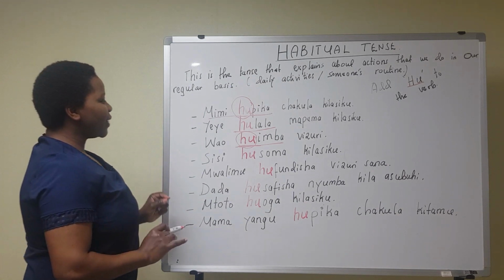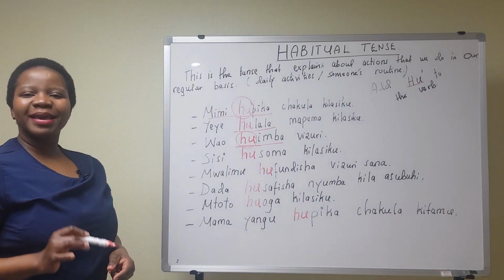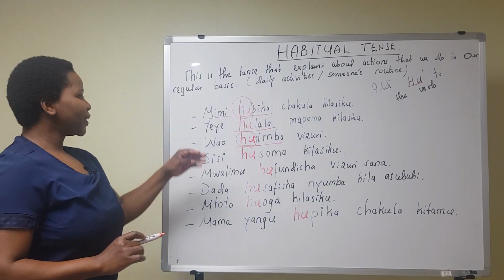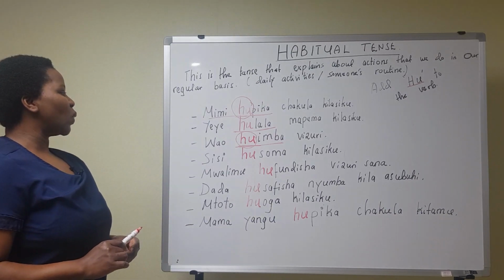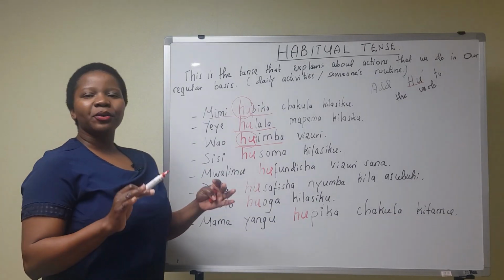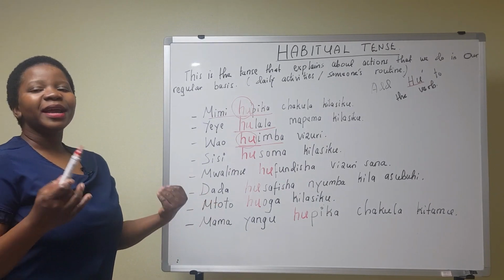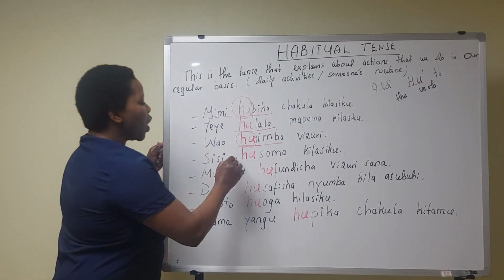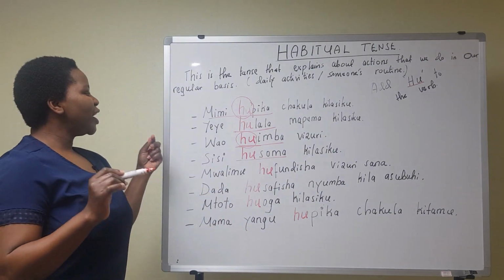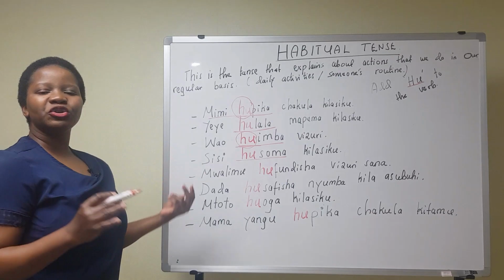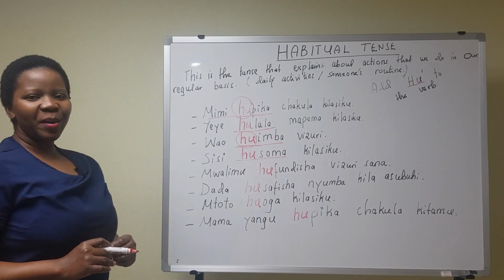Okay? Another example is sisi husoma kila siku. We usually read every day. We usually study every day. So sisi husoma kila siku. We usually study or we usually read every day.